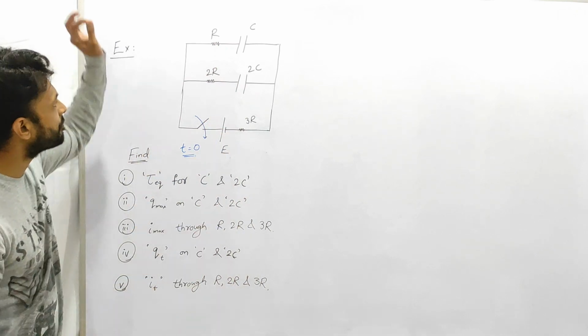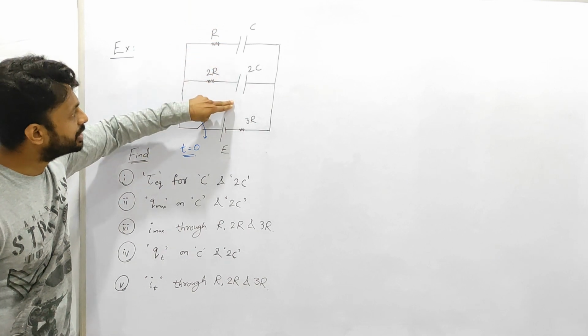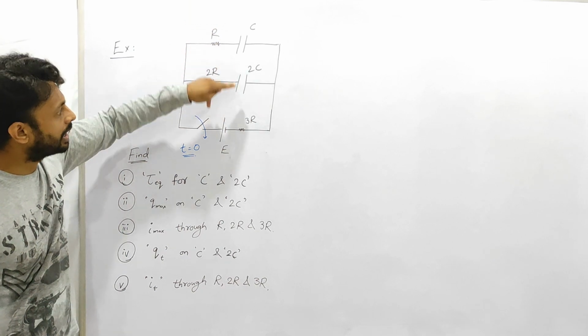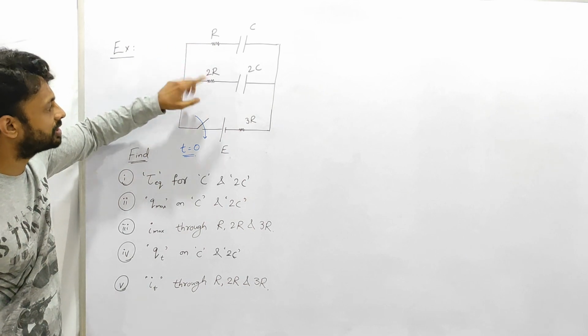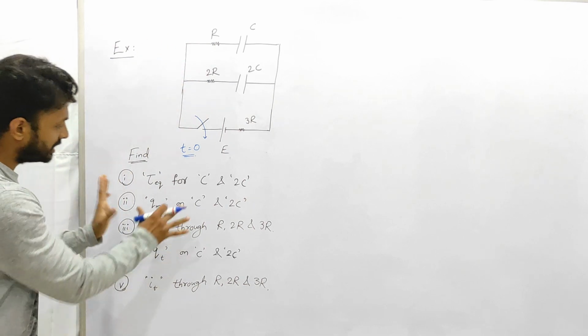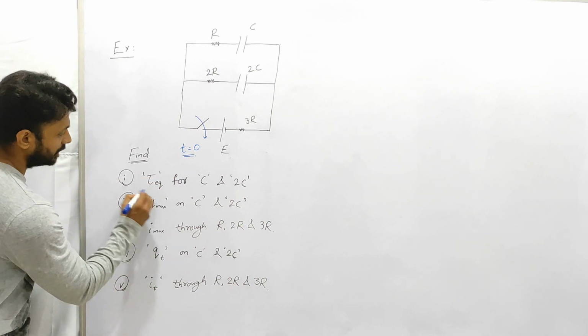Simply I am asking for time constants, maximum charges, charge as a function of time, maximum currents, and current as a function of time. So these are the set of questions which I am asking here. For this situation, first of all we look into the tau equivalent.